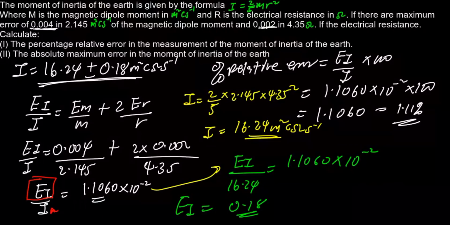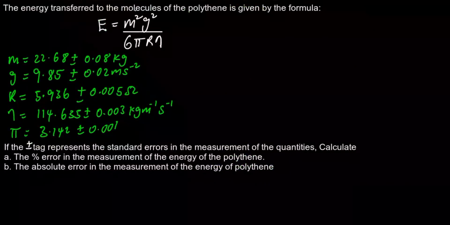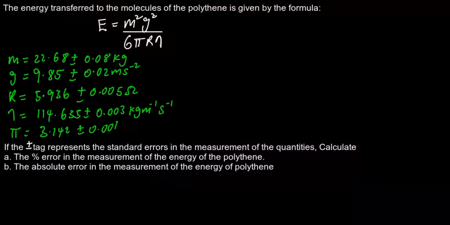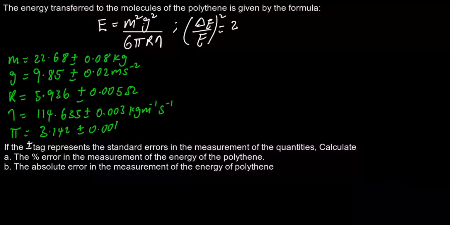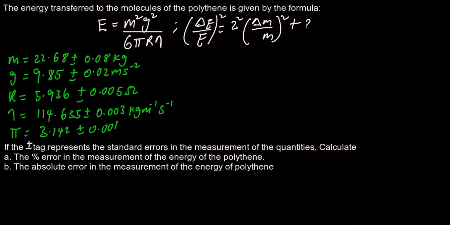So let's go to the last question. They said the energy transfer to the molecules of the polyethylene is given by this. If the plus or minus represents the standard errors, before we even go further, write the standard error formula for this. So I'll have the standard error in E over E equal to 2. Remember, I'm going to square everything. So here, if I drop down the power, I'll square this standard error in M over M, then also square, plus put the 2 squared, standard error in G over G, also squared. Remove your C so you are not using it, but you use pi.